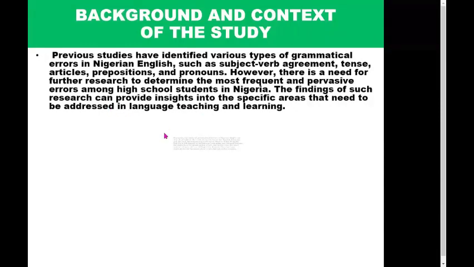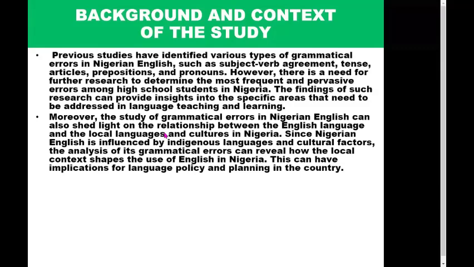You see, so this is how to write the background and context of the study. You want to situate this study within a particular context. What are the problems that this study is going to address, and how important is it that this study should be conducted? Let's move forward.